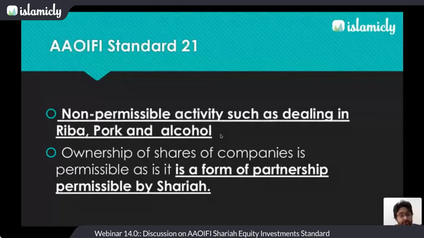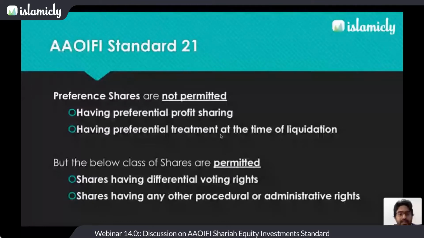Let's move on. Now, in terms of class of shares, AAOIFI is very clear in its standard, which says that preference shares are not permitted. That means you cannot invest in the preference share of a company. And what is a preference share according to AAOIFI? A preference share can be something which has differential financial gain to it. That means it may have preferential profit sharing. All ordinary shares will get undefined profit or loss depending on the performance of the company because they're equity shareholders, whereas a preferential shareholder could either be guaranteed a profit return or be guaranteed an extra amount of profit. Both of these are considered non-permissible by AAOIFI.